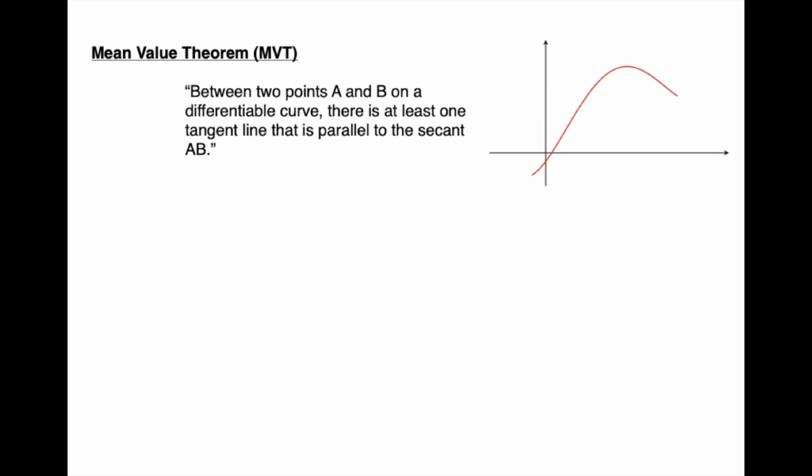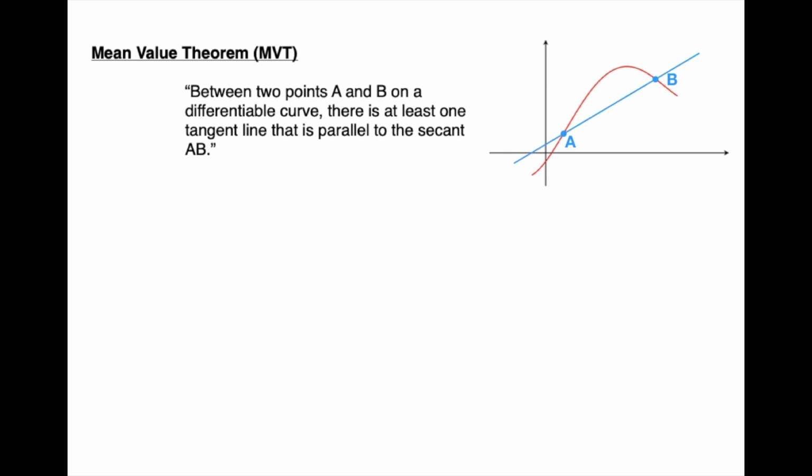So firstly, to introduce the MVT, we're going to look at a definition that's not quite mathematical, but it explains what it is. Between 2 points A and B on a differentiable curve, there is at least one tangent line that is parallel to the secant AB. Let's see on the graph what this means. So we have 2 points A and B, and between them there is at least one tangent line to the graph that is parallel to the secant.